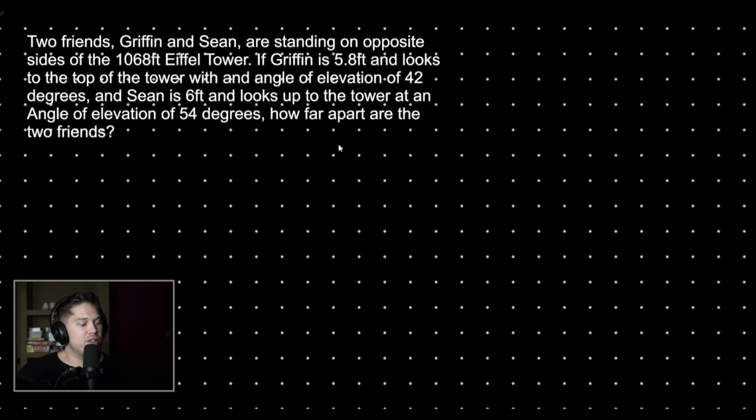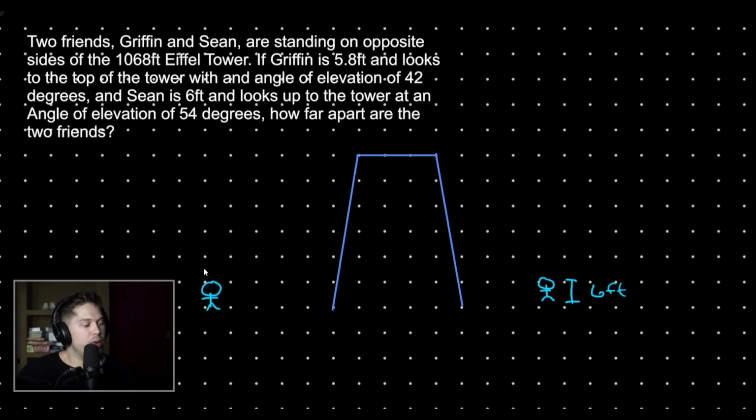Okay, so let's draw the Eiffel Tower here. So this can be the top, and then it comes down at some base. So let's have it look like this. And then we can say Griffin's on this side. And we can have Sean on this side. Now we're told that Sean is 6 feet tall. And we're told that Griffin is 5.8 feet tall.